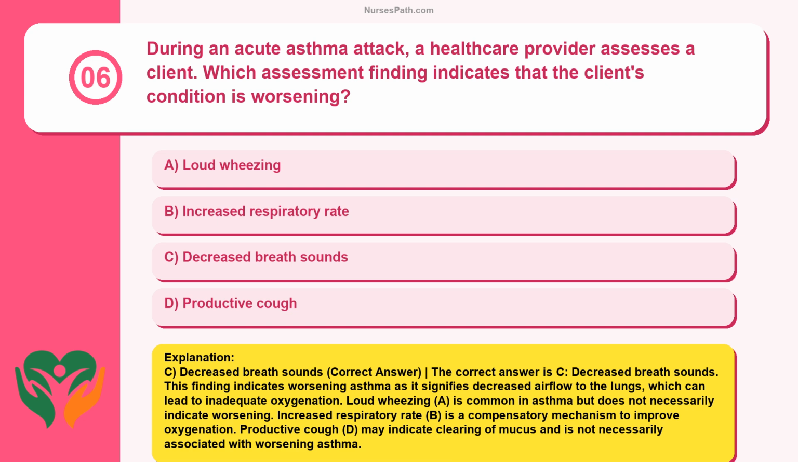C. Decreased breath sounds. Correct answer: the correct answer is C. Decreased breath sounds. This finding indicates worsening asthma as it signifies decreased airflow to the lungs, which can lead to inadequate oxygenation. Loud wheezing, A, is common in asthma but does not necessarily indicate worsening. Increased respiratory rate, B, is a compensatory mechanism to improve oxygenation. Productive cough, D, may indicate clearing of mucus and is not necessarily associated with worsening asthma.